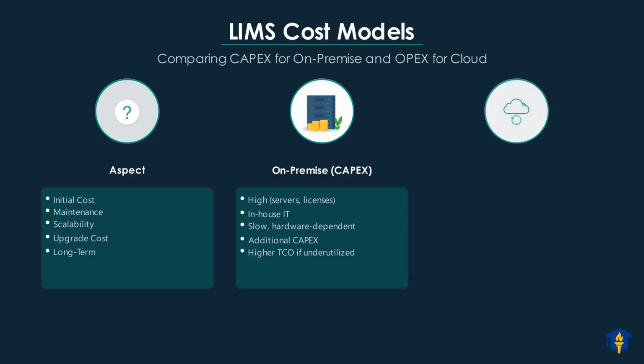In contrast, cloud LIMS generally follows an operational expenditure or OPEX model. Initial costs are low, primarily consisting of a recurring subscription fee to the vendor. Maintenance is fully managed by the cloud vendor, reducing your internal IT burden.